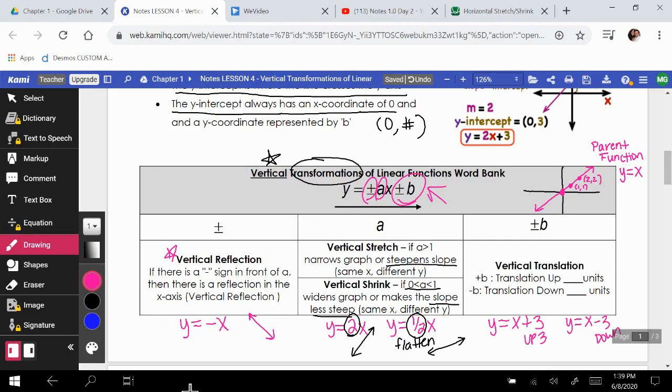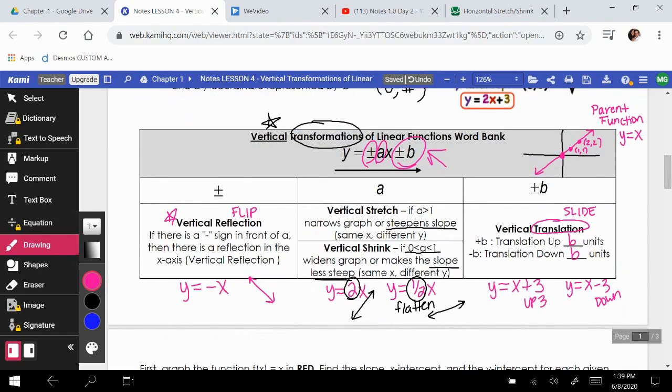So translation and transformation sound very similar, but translation is a type of transformation. It's a type of transformation where you're sliding the graph. A reflection, another word that you can use for that would be flip, if you're not comfortable. So translation plus b means up b units. Translation down b units would be the opposite way.